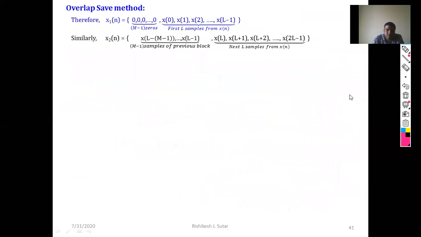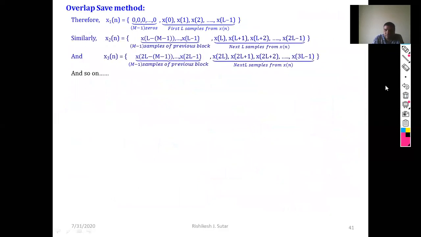Let me delete annotations. So these are what we have seen in the previous slide. We have considered this x1 of n, we have considered x2 of n, we have considered x3 of n, and so on. So let us go further now.